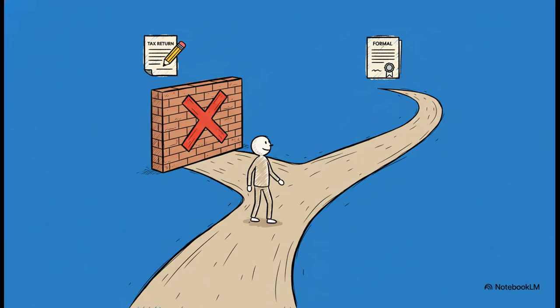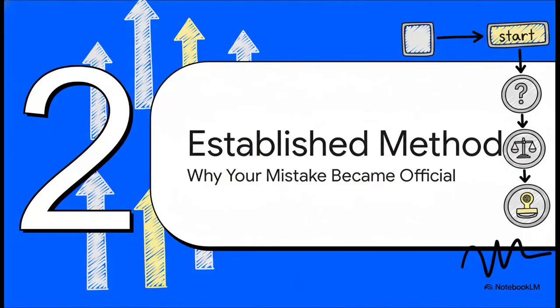Now here's the part that trips almost everyone up. You might think, okay, fine, I'll just go back and amend my last 3 tax returns. But you can't. The moment that mistake becomes what the IRS calls an established accounting method, the rules of the game change. Amending is off the table. You're now required to file for a formal change of accounting method. So that leads us to the next big question. How in the world does a simple mistake become official? Let's dig into this concept of an established method.